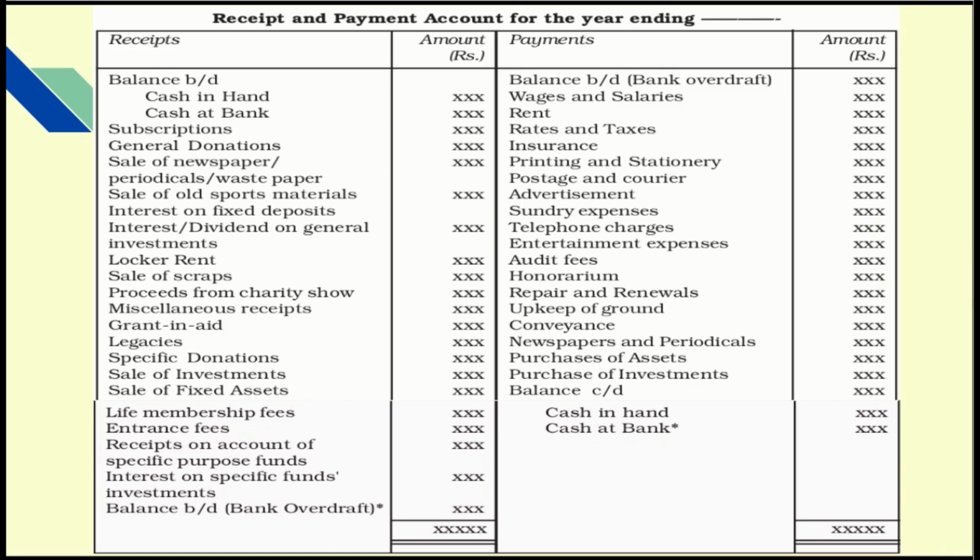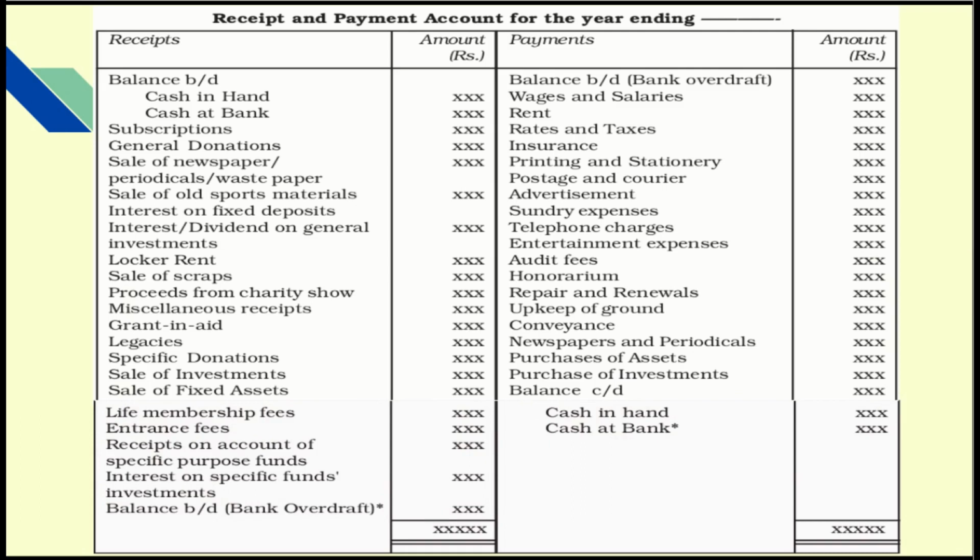sale of fixed assets, life membership fees, entrance fees, receipts on account of specific purpose funds, interest on specific funds, investments, etc. Now on credit side or payment side, if it is bank overdraft at the opening, then it is balance brought down (bank overdraft), then wages and salaries, rent, rates and taxes, insurance, printing and stationery, postage and courier, advertisement, sundry expenses, telephone charges, entertainment expenses, audit fees, honorarium, repair and renewals, upkeep of ground, conveyance, newspapers and periodicals, purchases of assets, purchase of investments.